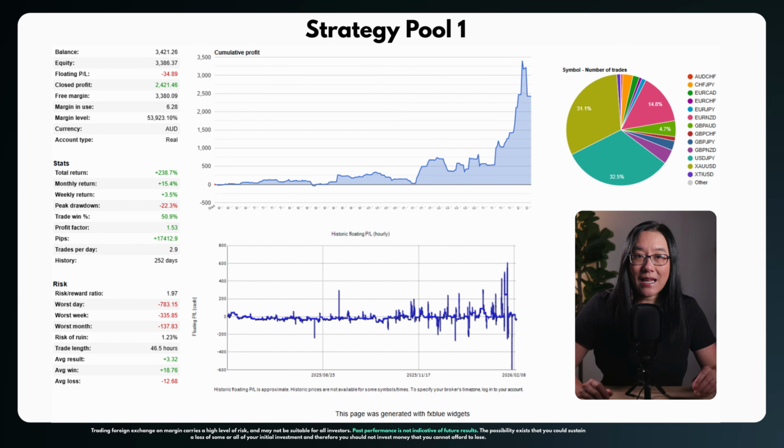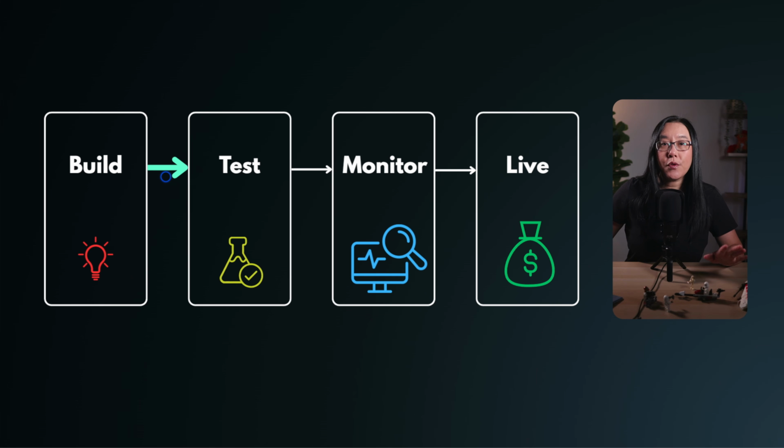And this is the same process I used to turn a $1,000 account into a profit of 238% over 252 days. To start, I'm going to show you the diagram of the overall process of building a robust strategy. We've got the build, test, monitor, and live trading steps. What I'm going to show you today is the relationship between the build and the test step. So this arrow right here.